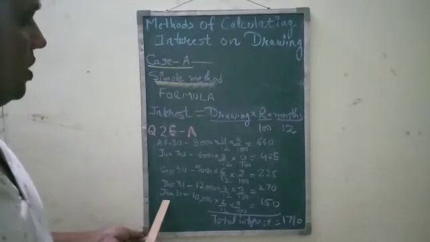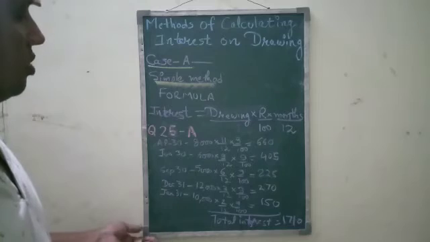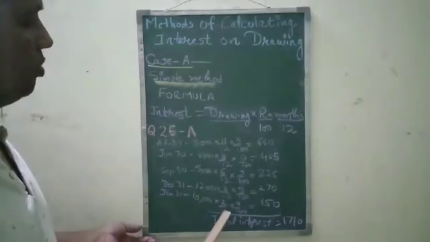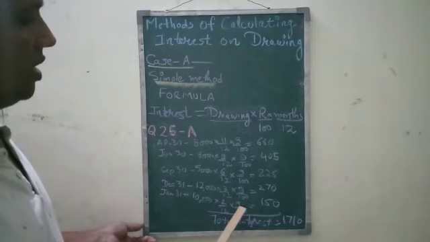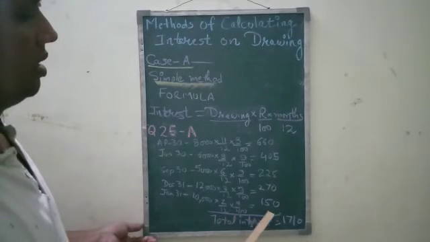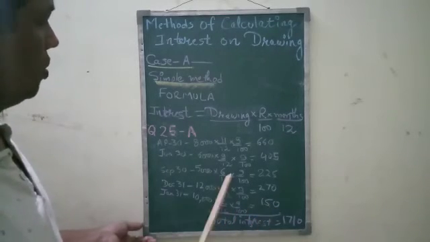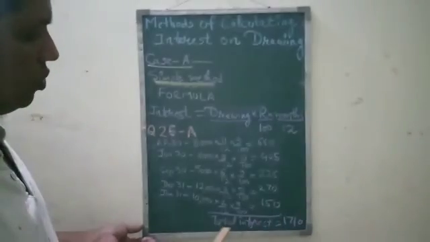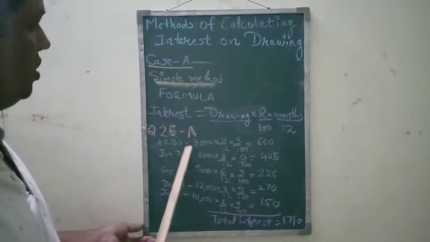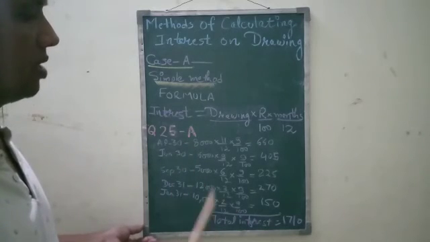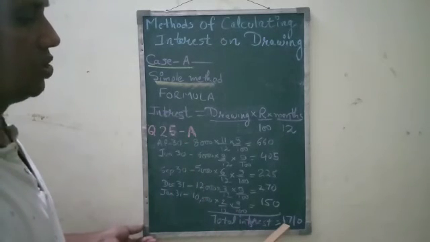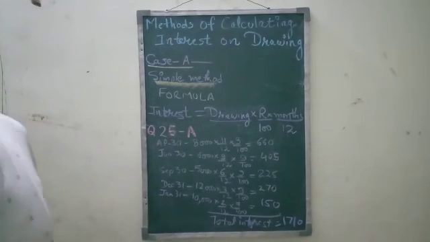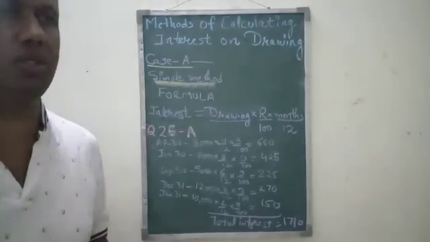And the next amount is withdrawn on 31st January. So after January, February and March, 2 months are left. So interest is to be calculated for 2 months and the rate of interest is 9 by 100. Interest is 150. So all the separate interests are to be added. So the total interest charged on different drawing amounts by the individual partner is 1710. That's why it is known as the simple method of calculating interest on drawing.